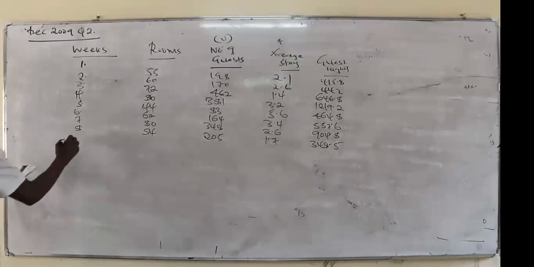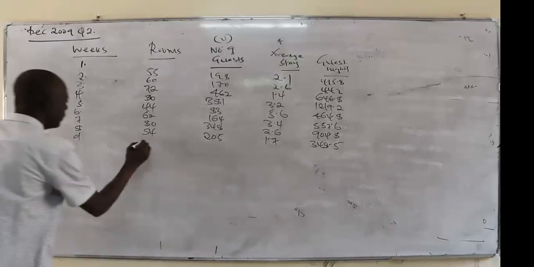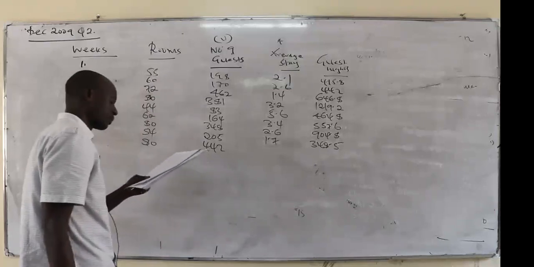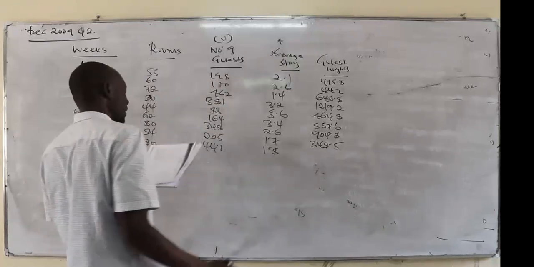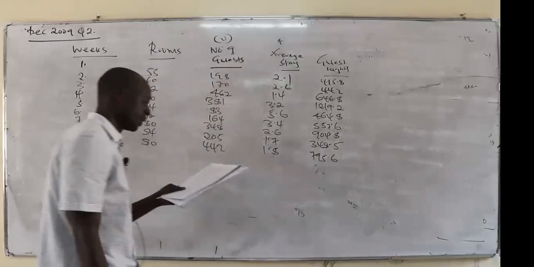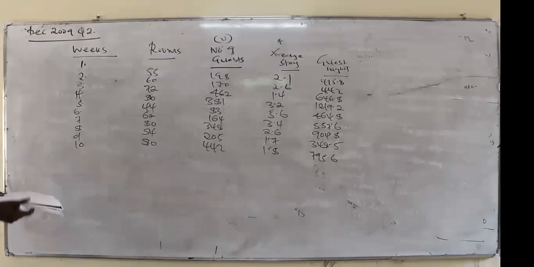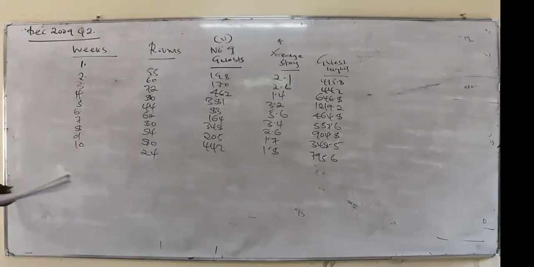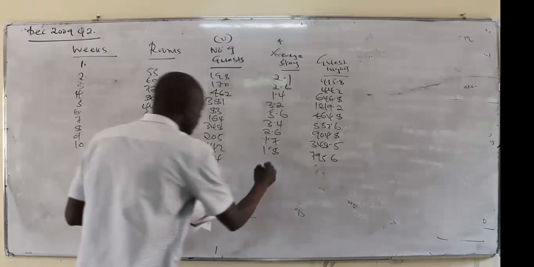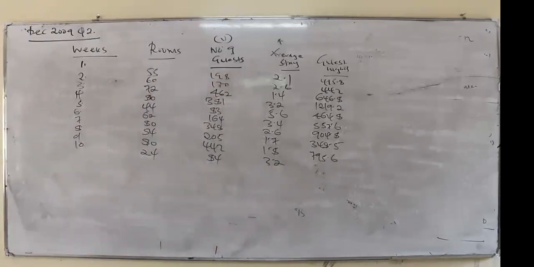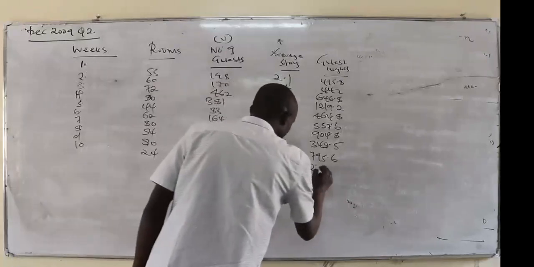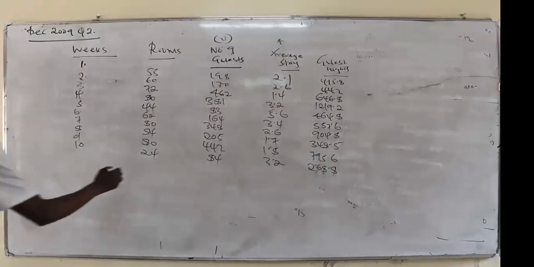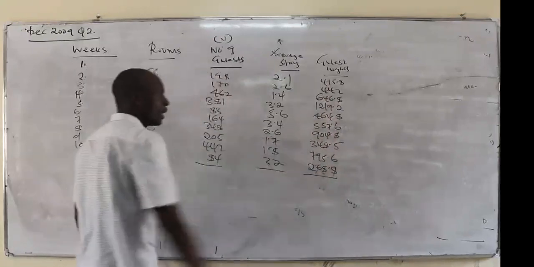And then we have number 9. How many do we have? 80 rooms, 442 guests, and an average stay of 1 point something. And then this is 795.6. And lastly, 10. How many rooms? 24. Guests, 84. Average stay, 3.2. When you multiply, 268.8. So we add them downwards to get the totals.